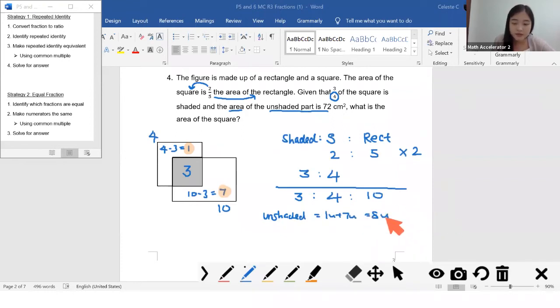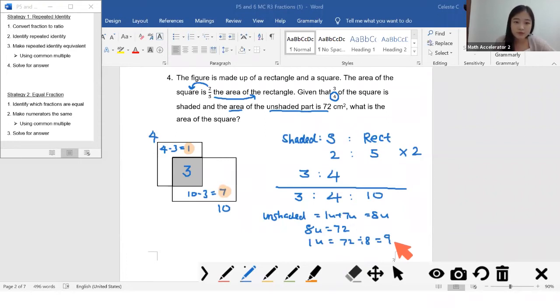Okay, given that this 8 units is 72 cm square, we can find 1 unit. Divide by 8. What do you have? 9, good.